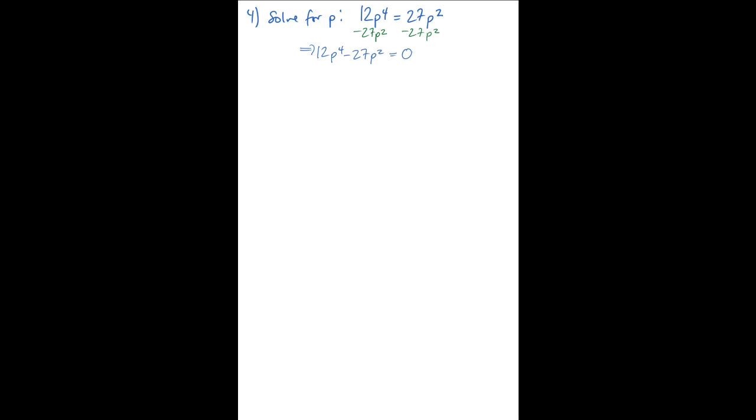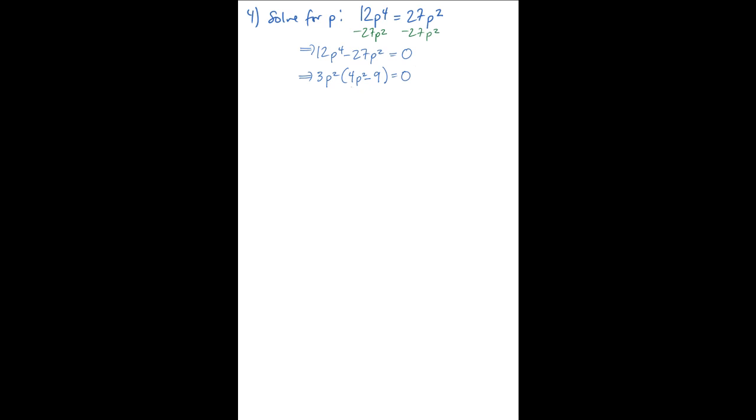Now I can try to factor what I've got on the left. Well, I can certainly pull a p squared out of each of those pieces. Is there anything I can pull in common out of 12 and 27? I can certainly pull out a 3. So let's give that a shot. If I factor out 3p squared, what do I have left? Well, I have 4p squared minus 9 equals 0.